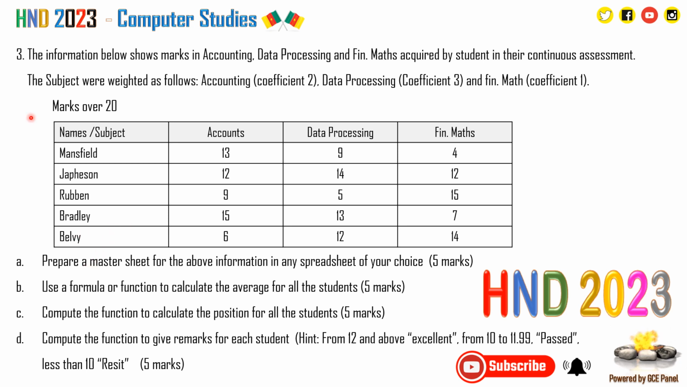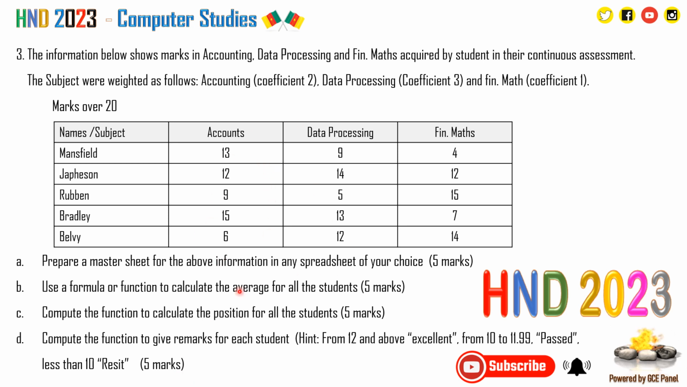Now, what is the task? We are required to A. prepare a master sheet for the above information in any spreadsheet of our choice. B. Use the formula or function to calculate the average for all the students. C. Compute the function to calculate the position for all the students. And D. Compute the function to give the remarks for each student. And they've given us a hint here. From 12 and above, the remark is excellent. From 10 to 11.99, the remark should be passed. And for less than 10 should be repeat.